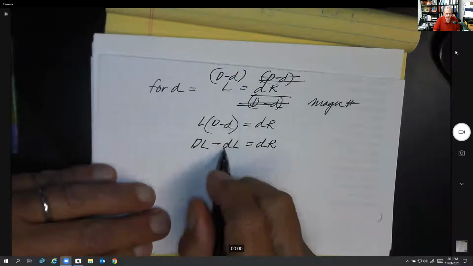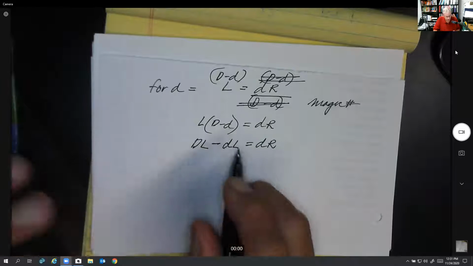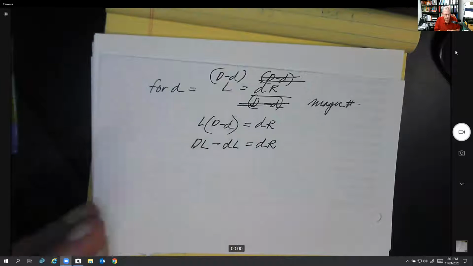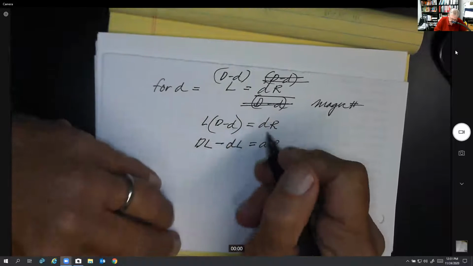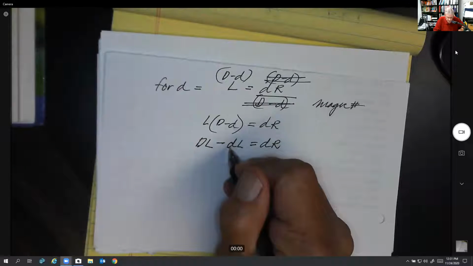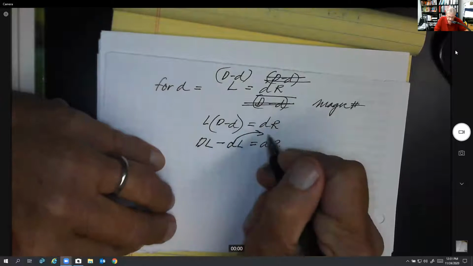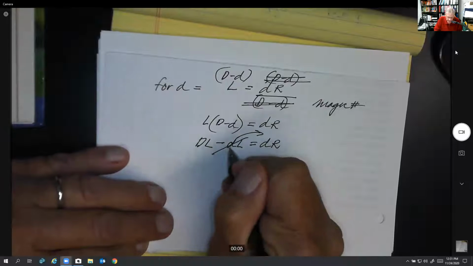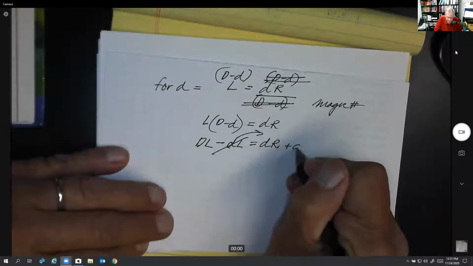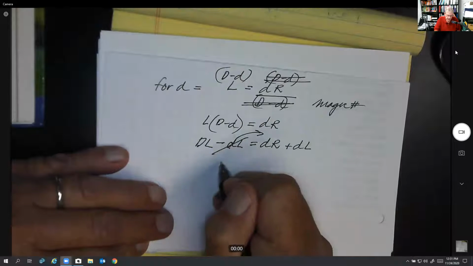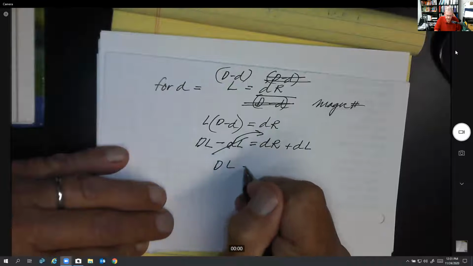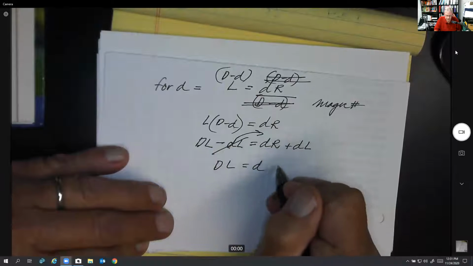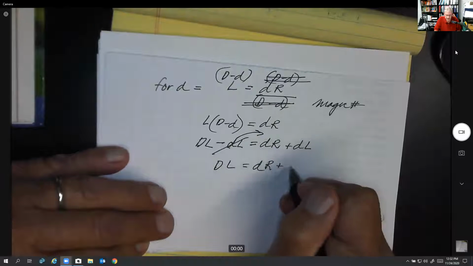Okay, but we have two dl's, two small d's. So we don't want one on one side, one on the other. You know you're doing it wrong if that happens. We need to bring this over to the other side. We need to add a dl to both sides. Add a dl here, add a dl here, small d. Capital DL equals d times r plus d times l.